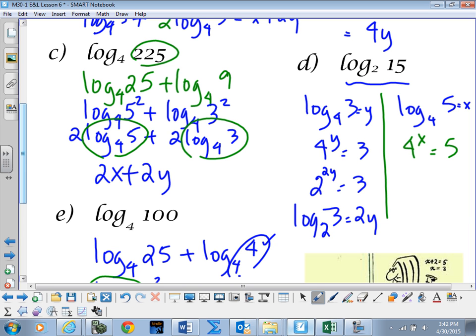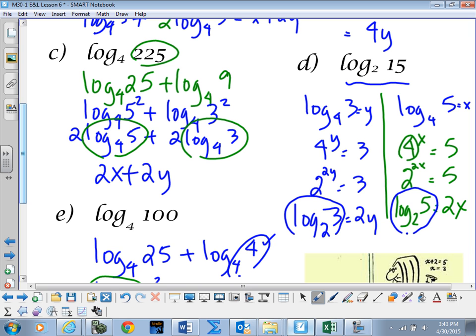Change it to base 2. Change 4 to 2. That means we have an exponent of 2 times x, which is 2x. And that, if we write it as a log, is now base 2. So this expression in base 2 is equivalent to 2x. This expression is equivalent to 2y.